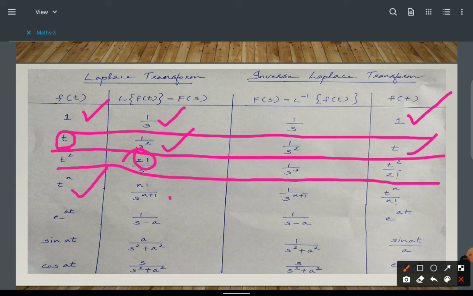Next is e raised to at. If f of t is e raised to at, its Laplace transform will be 1 by s minus a. What will its inverse Laplace transform be? It will be 1 by s minus a, and f of t will be e raised to at.